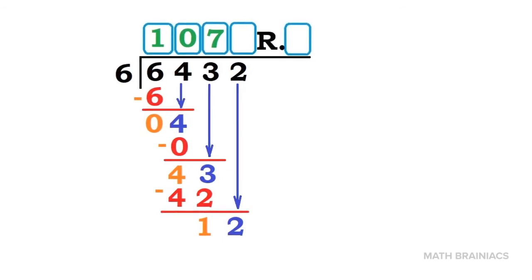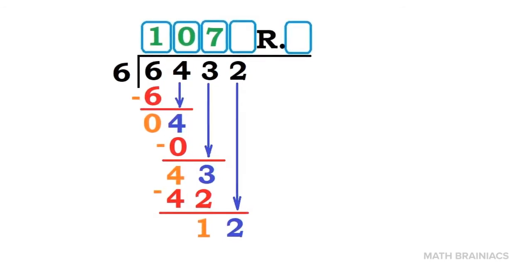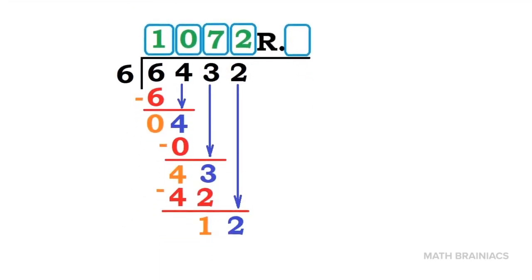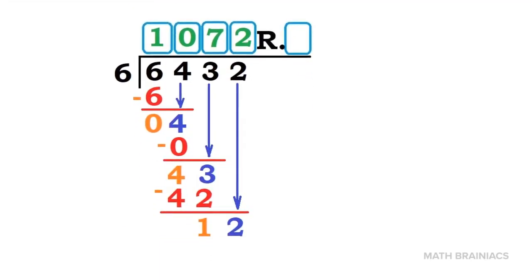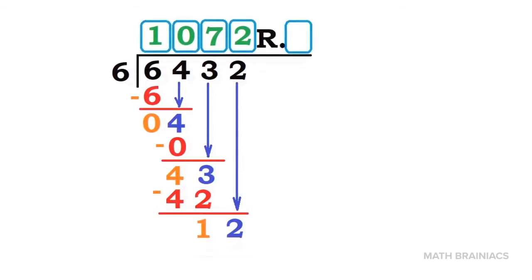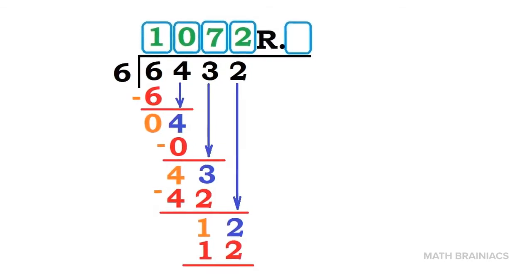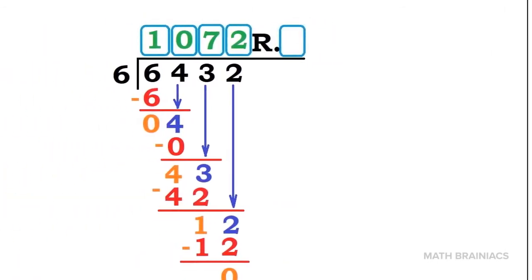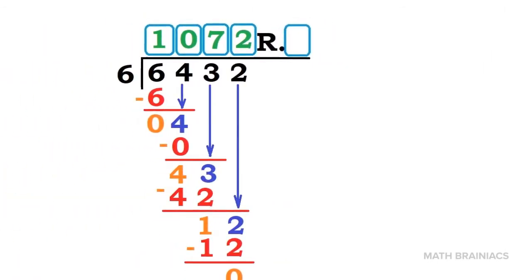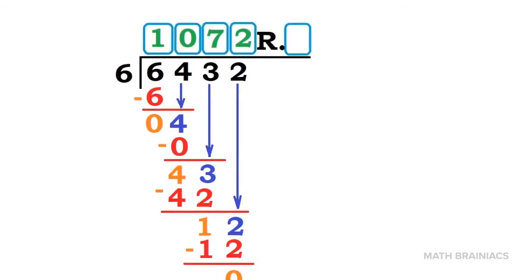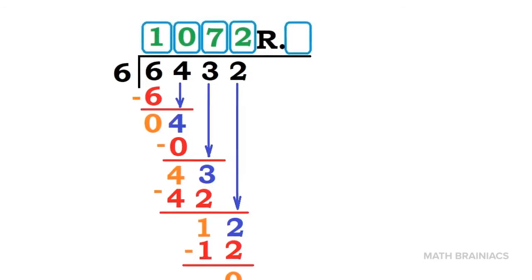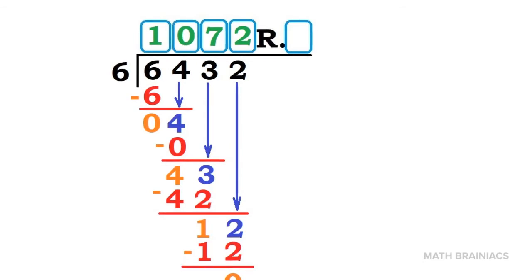Accordingly, we can bring down the 2, which is the last number in the dividend. And it will give us 12. Thereupon, we're going to divide again. 12 divided by 6 is 2. Afterwards, we can multiply the quotient 2 with the divisor 6. 6 times 2 will give us 12. Then, we can subtract 12 from 12, which will give us 0. In the event that we finish working on the last number of the dividend and it gives us 0, we do not have a remainder. Therefore, 6,432 divided by 6 will give us 1,072.